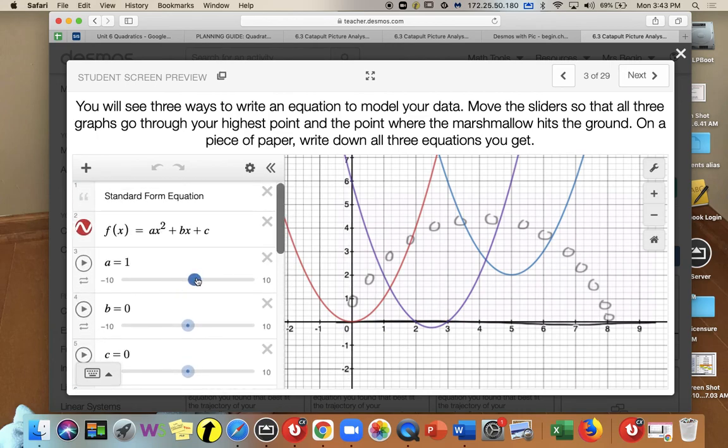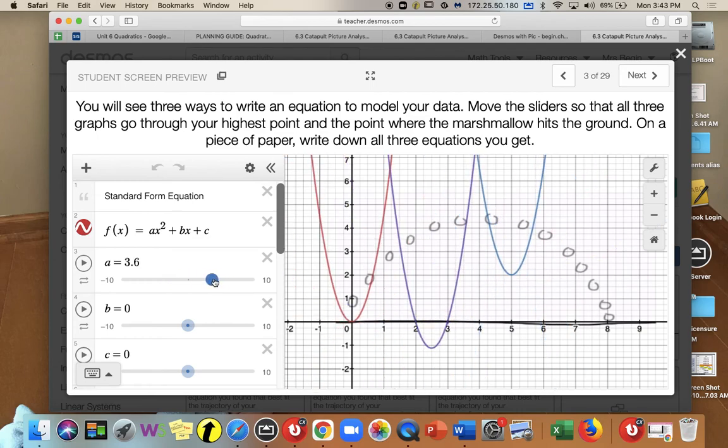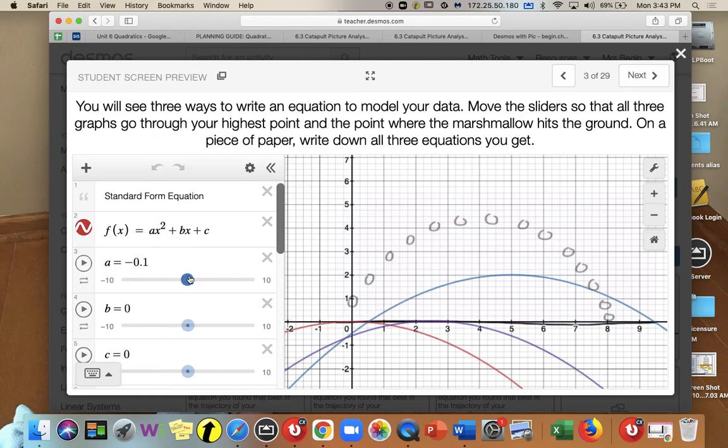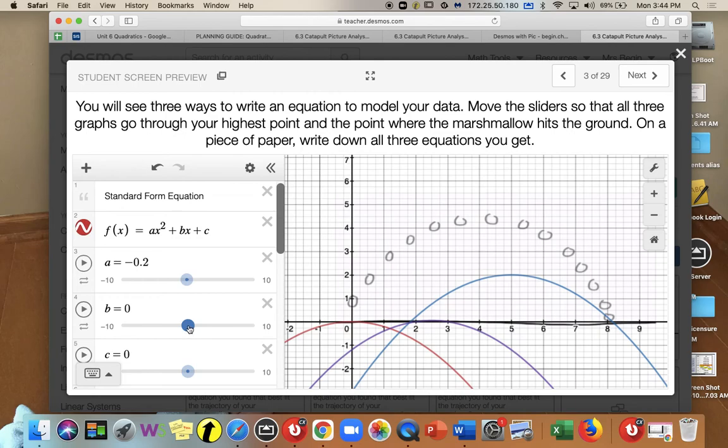I'm just going to play around looking at what a does. If you notice, if a is positive, it makes a smiley face. And if a is negative, it turns upside down. I want my graph to be upside down, so I'm just going to pick a number. Okay, so let's pick a number. And then I'm going to play with my b value. What is that doing? Oh, it's moving it up, which is what I want.